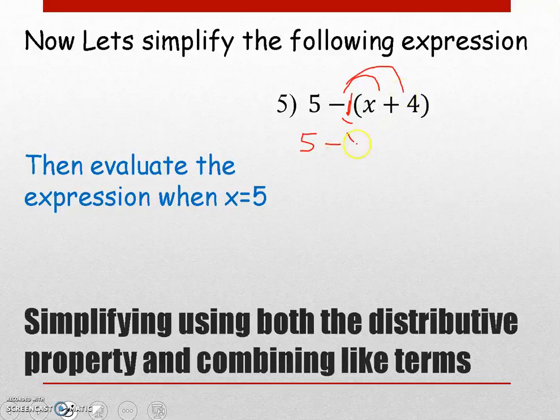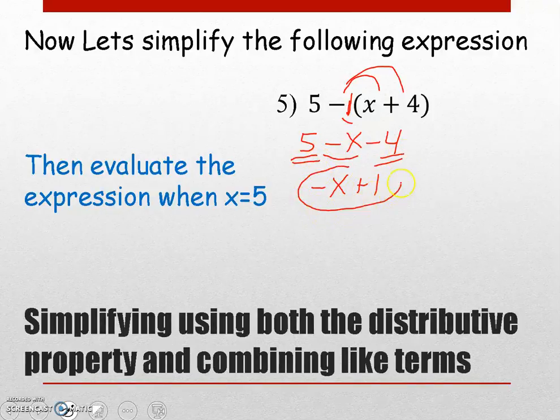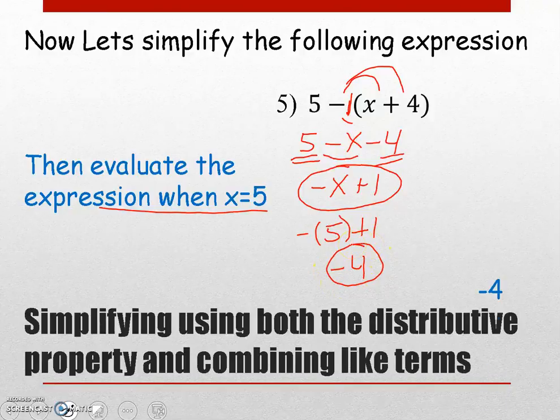Negative 1 times x is negative x, and negative 1 times 4 is negative 4. So if I combine like terms, my negative x will stay a negative x, and then my 5 and negative 4 gives me a positive 1. This is my simplified expression. But then when I evaluate this expression when x equals 5, I'm going to have a negative x is negative 5 plus 1. And negative 5 plus 1 gives me my final answer, which is negative 4.